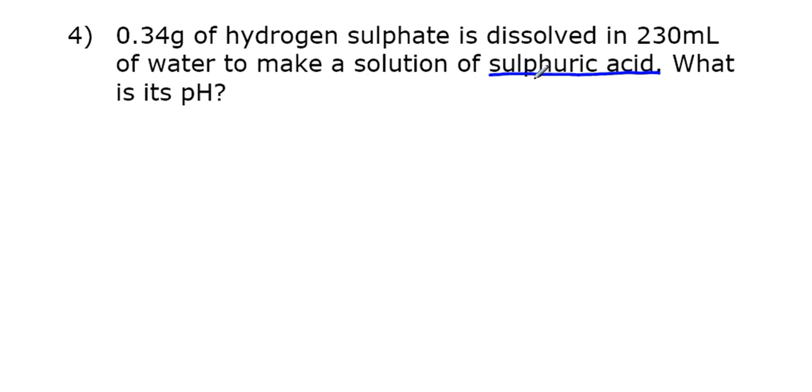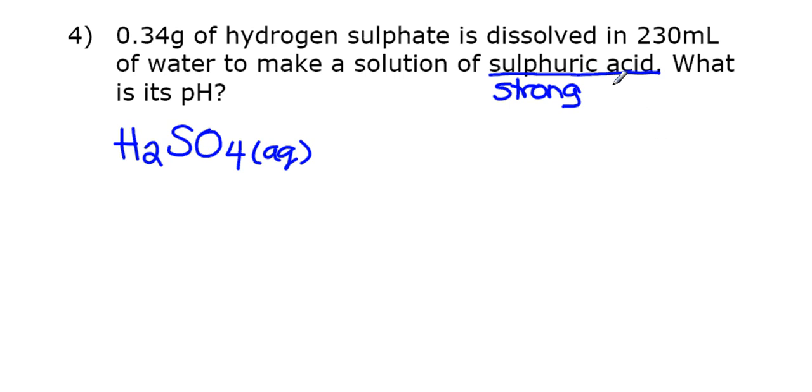So sulfuric acid is H2SO4 aqueous. Here we're dealing with a question about sulfuric acid. We're given a mass and a volume, and we want to find pH. So we need to think, well, what happens to sulfuric acid when it dissolves in water? This is a strong acid. It's one of those 6 acids on our strong acid list.